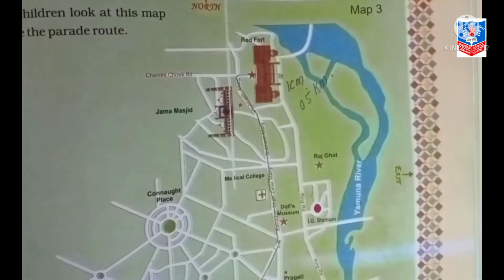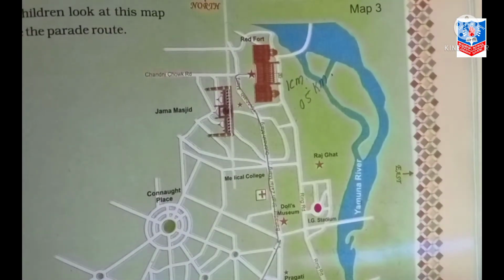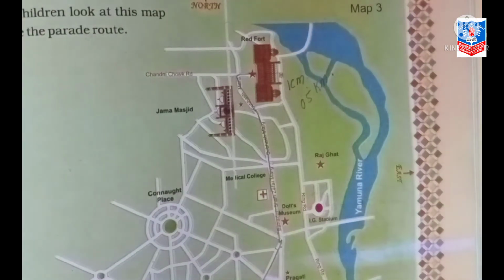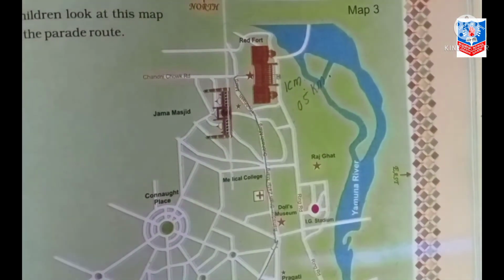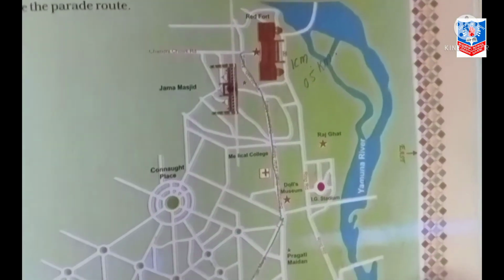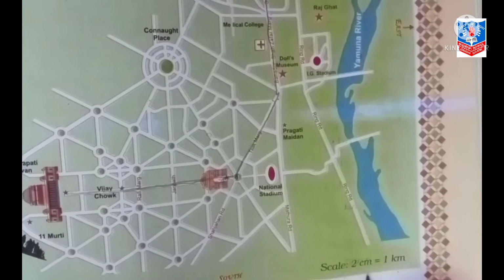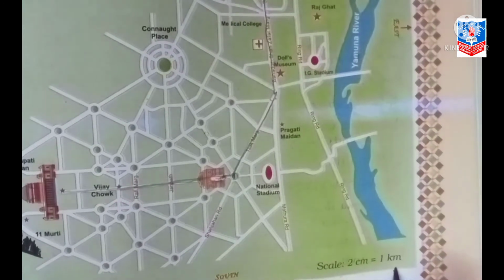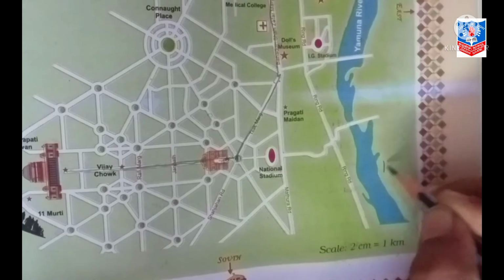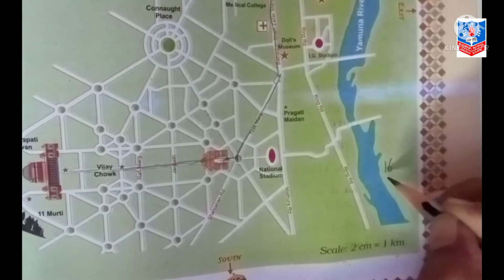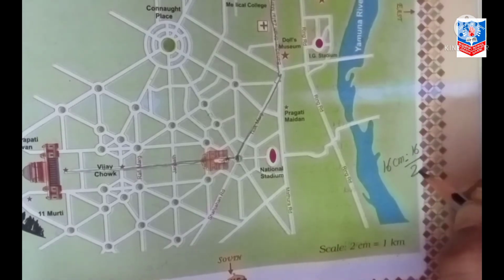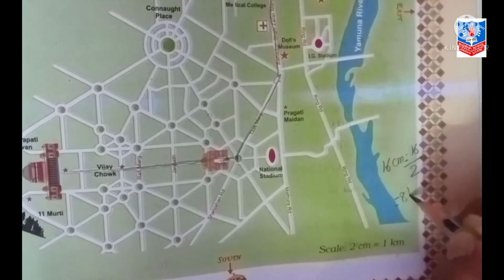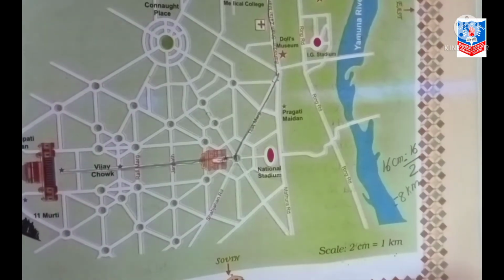Now next is the distance. The total route of the parade is how long? Now see, it is given the total route of the parade is 16 centimeter. That means scale 2 centimeter is equal to 1 kilometer. Then 16 centimeter is equal to 16 divided by 2, which is 8 kilometer. Understood?